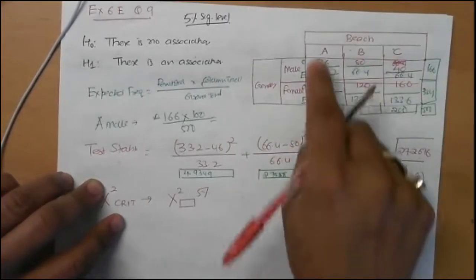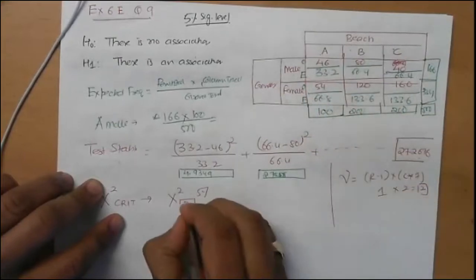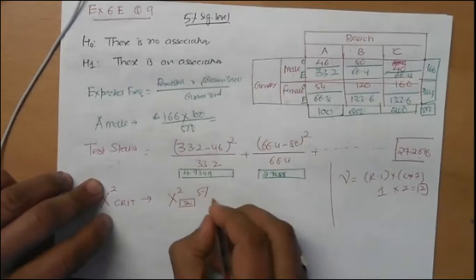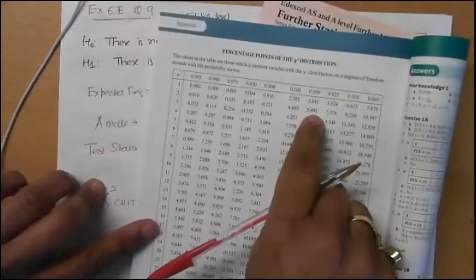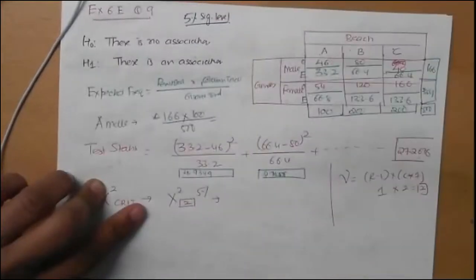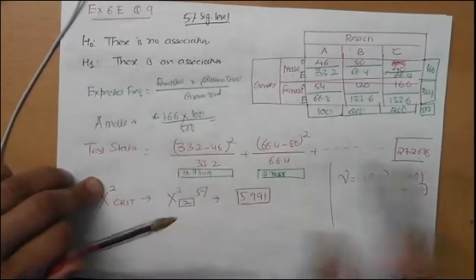So it's 1 times 3 columns, 3 minus 1 is 2. So degrees of freedom is 2. So we're going to work out 5% significance level, 2 degrees of freedom. And I think we did that last question as well. This is 5.991.